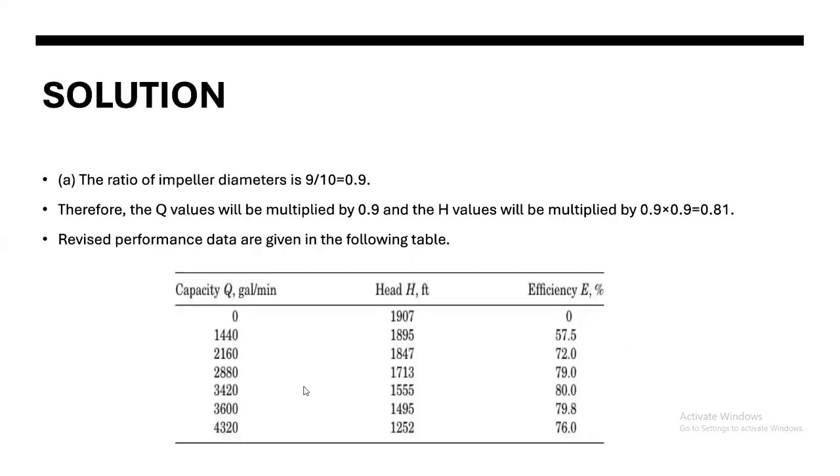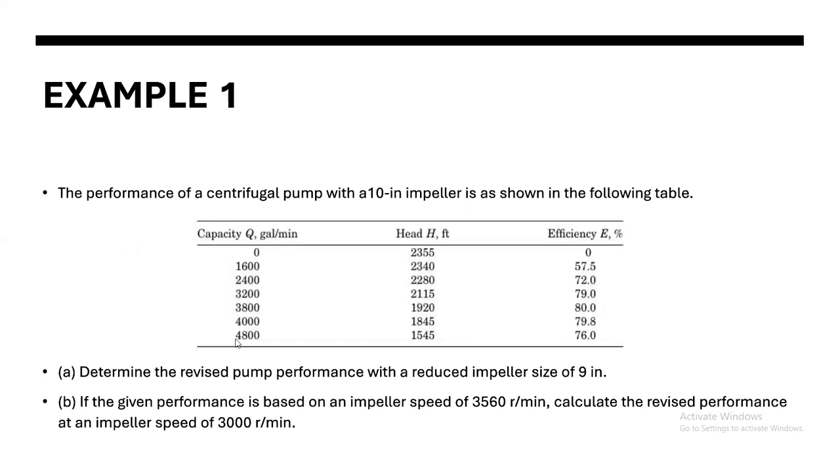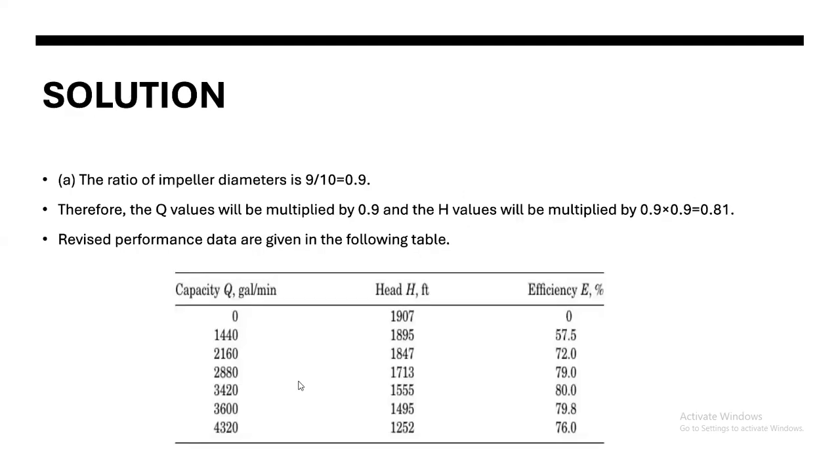So if you remember the ratio of impeller diameters, because we want the corresponding Q, it's D2 over D1. D2 is 9 inches, D1 was 10, so it's 0.9. Therefore, the Q values will be multiplied by 0.9. So you multiply all these Q values by 0.9. You get this. And the head values will be multiplied by, remember it's squared, so 0.9 times 0.9. Then we get this. Remember, ISO efficiency. So revised performance data are given in the following table.